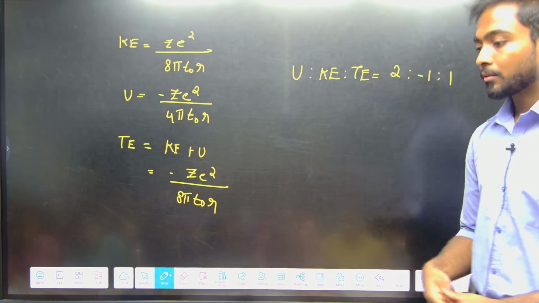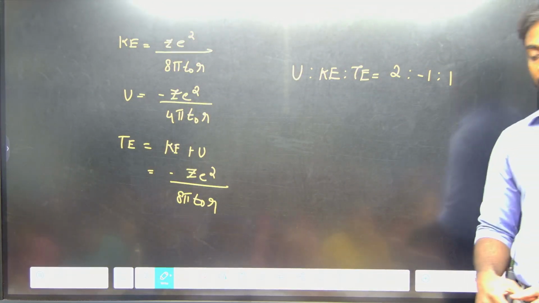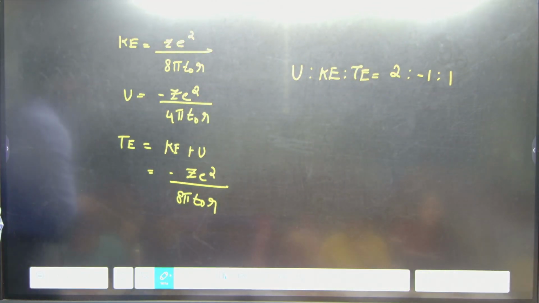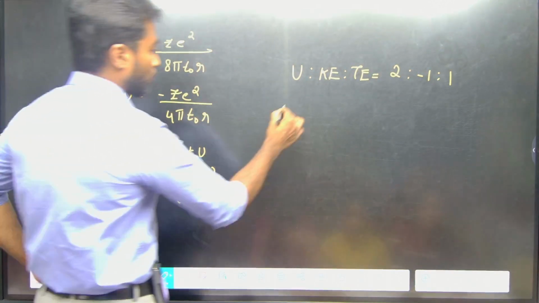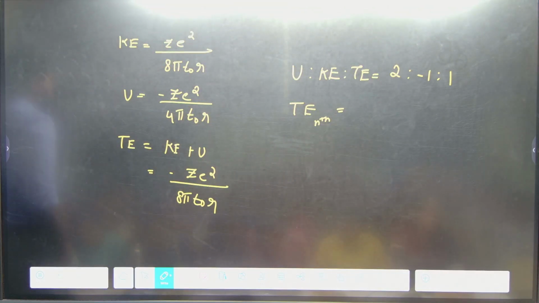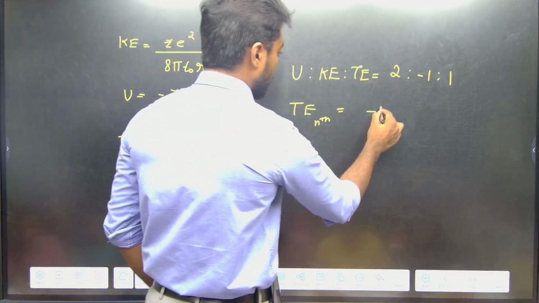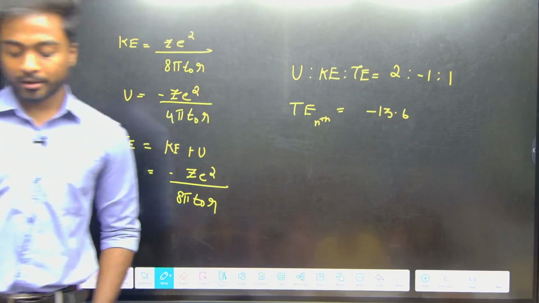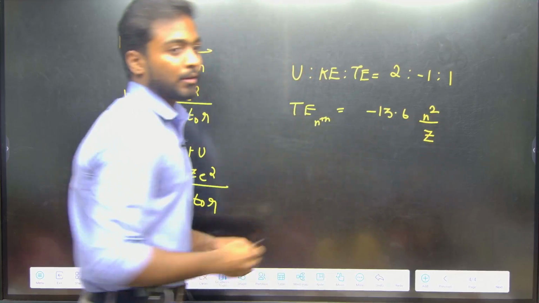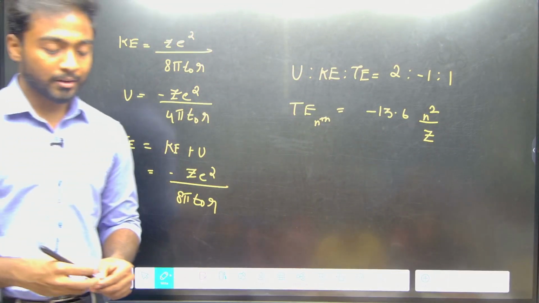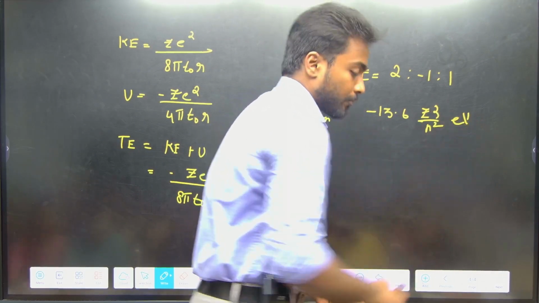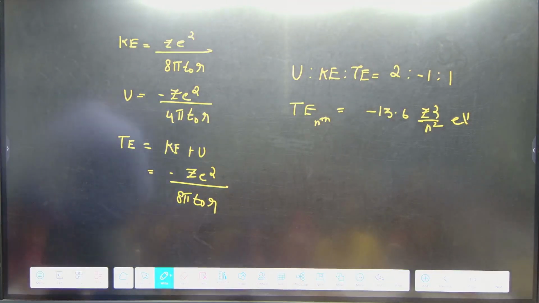Done? Completed? Okay. Write down. The total energy of the nth orbit is equal to minus 13.6 z square by n square electron volt.